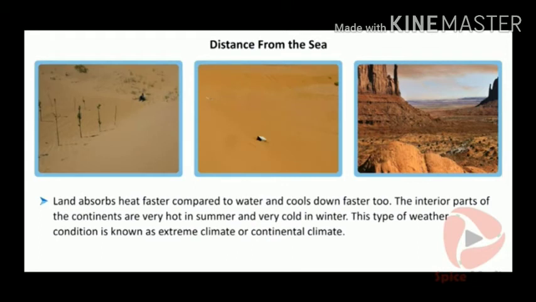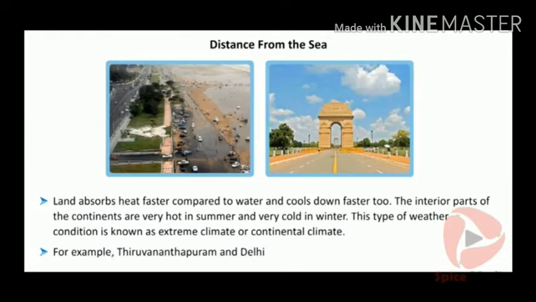Land absorbs heat faster as compared to water and cools down faster too. This means that the land will be warmer compared to water during the day. Thus, the interior parts of the continent experience high temperature during the day and low temperature during the night. These regions are very hot in summer and very cold in winter. This type of weather condition is known as extreme climate or continental climate. For example, Thiruvananthapuram experiences equable climate while Delhi experiences continental climate.